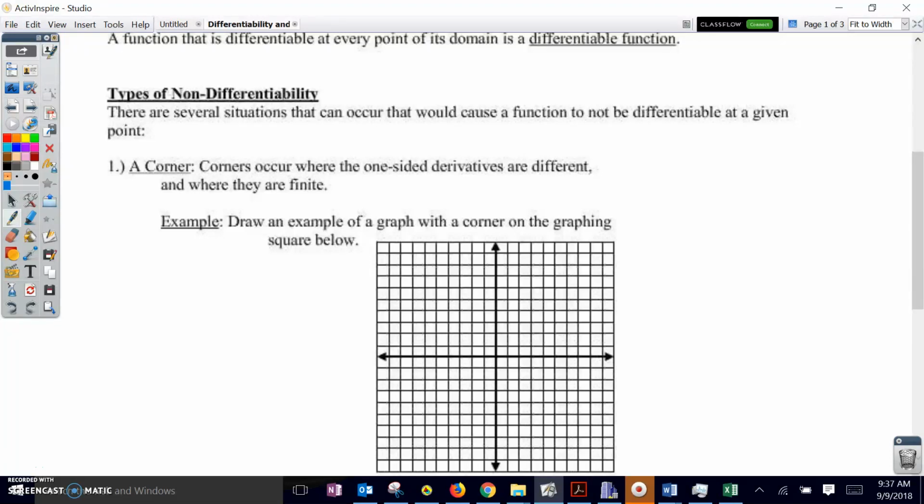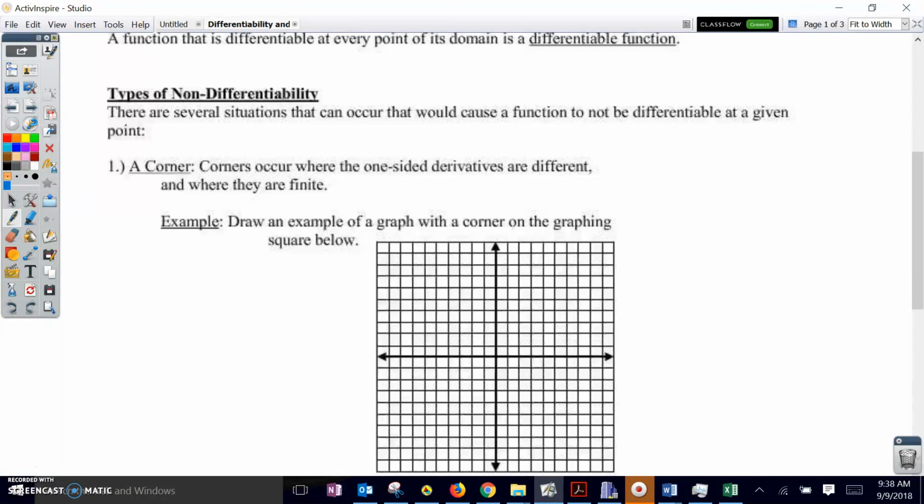Alright, in this video we're going to look at the differentiability and local linearity lesson. Specifically, we're going to talk about types of non-differentiability and some of the implications of differentiability and non-differentiability. So the first thing we're going to do is look at the various types of non-differentiabilities that can occur.